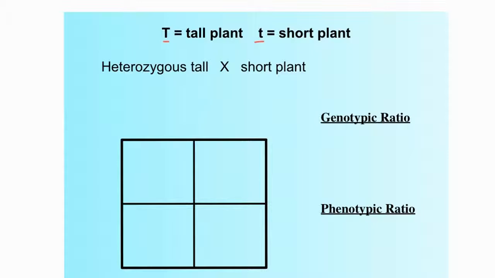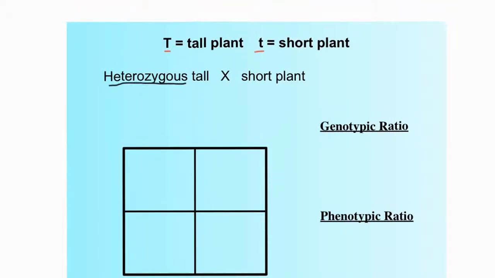All right, so heterozygous tall plant. Heterozygous means different. And since we're using the letter T's, this plant is tall, but it's heterozygous. So it's going to have one big T, one little t. And we're going to cross that with a short plant. Since short plant is recessive, the only way it can be short is it has to be two little t's.